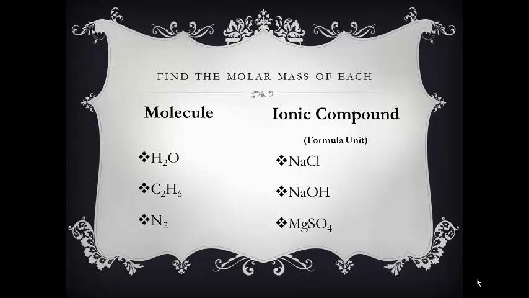Quick review a little bit. You have the molecular mass, molecules on the left: water, ethane, nitrogen. Remember, nitrogen is diatomic. And ionic compounds on the right: sodium chloride, NaOH, and magnesium sulfate. So, for your homework assignment, you have to find the molar mass of each of these compounds. So you have 6 molar masses to find: water, ethane, nitrogen, sodium chloride, sodium hydroxide, and magnesium sulfate.